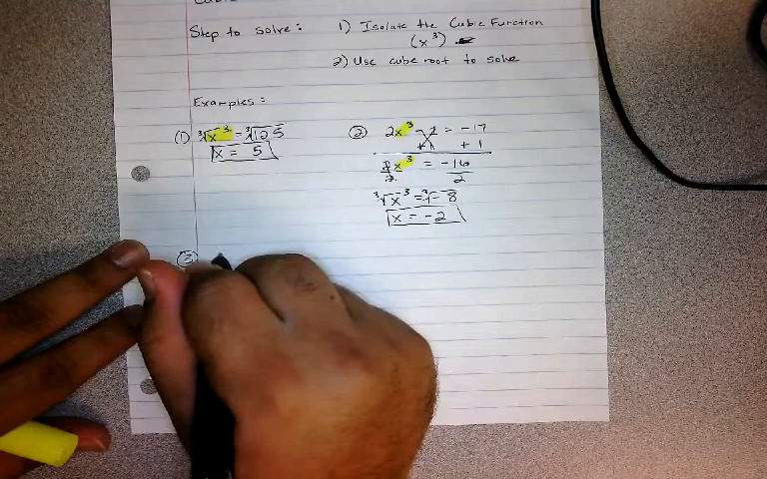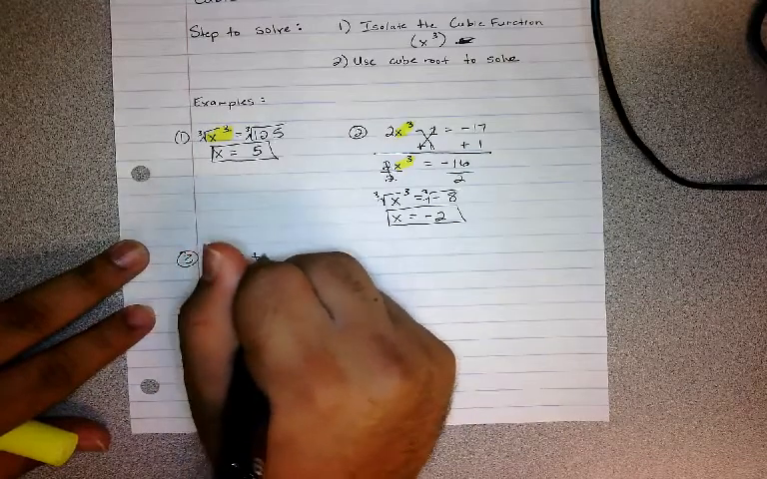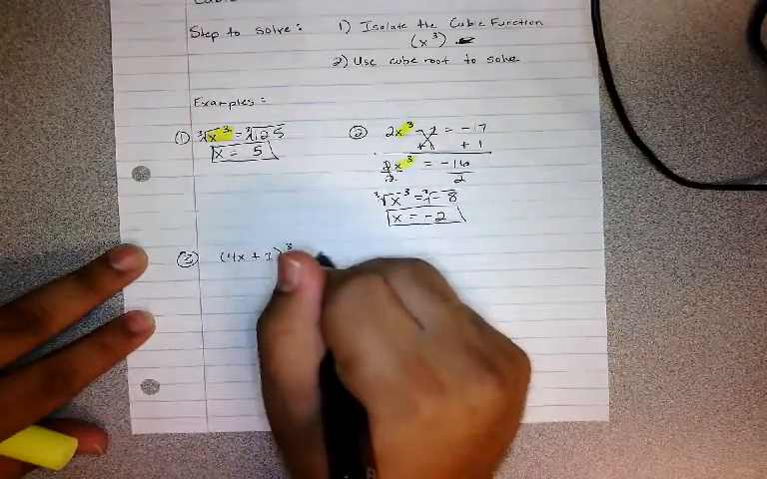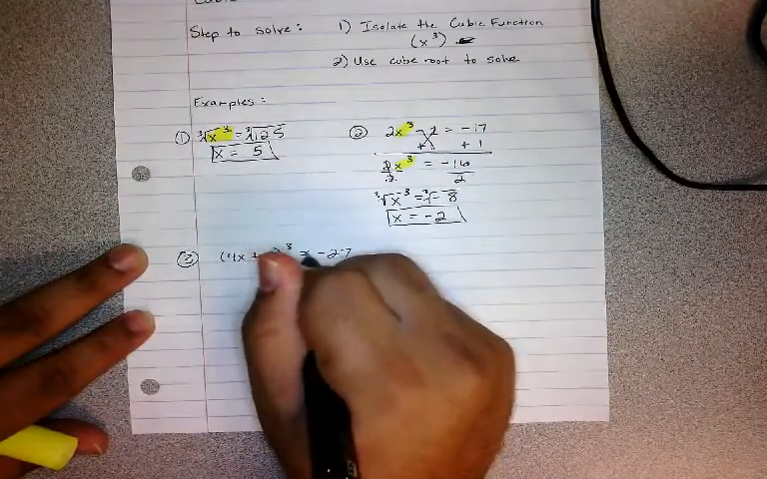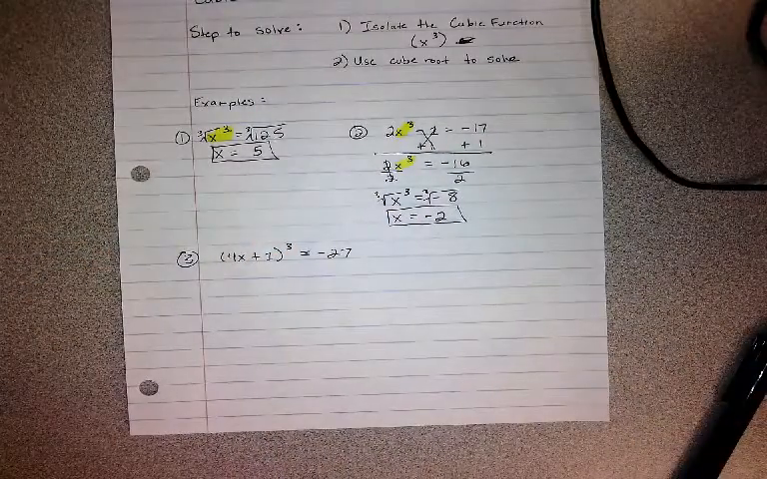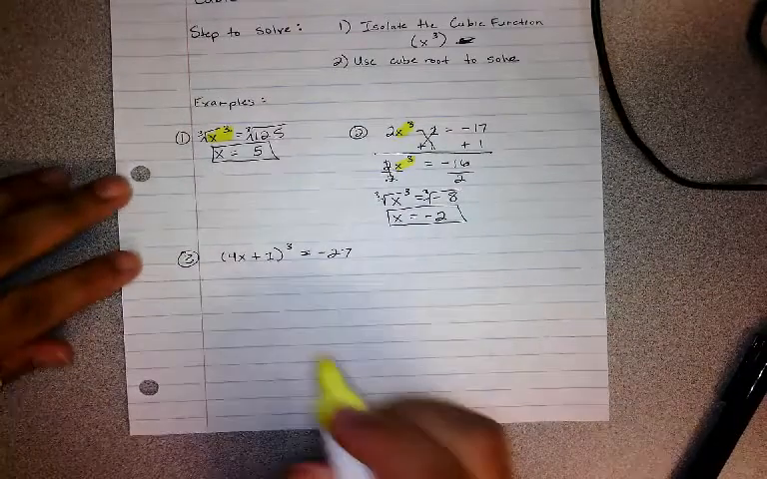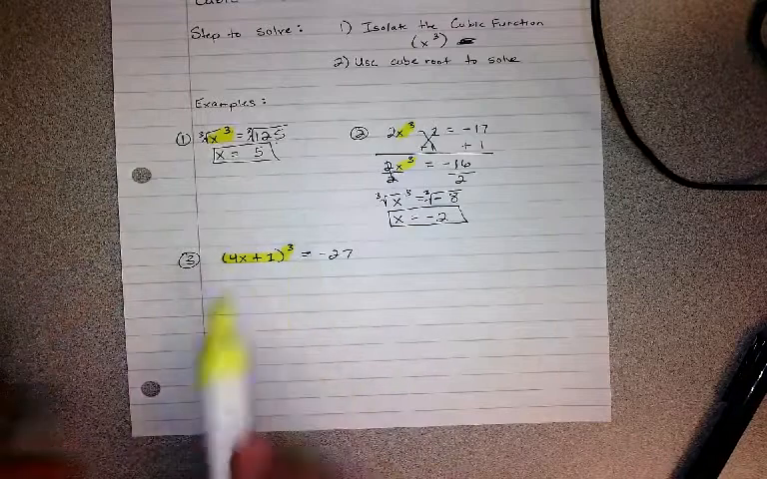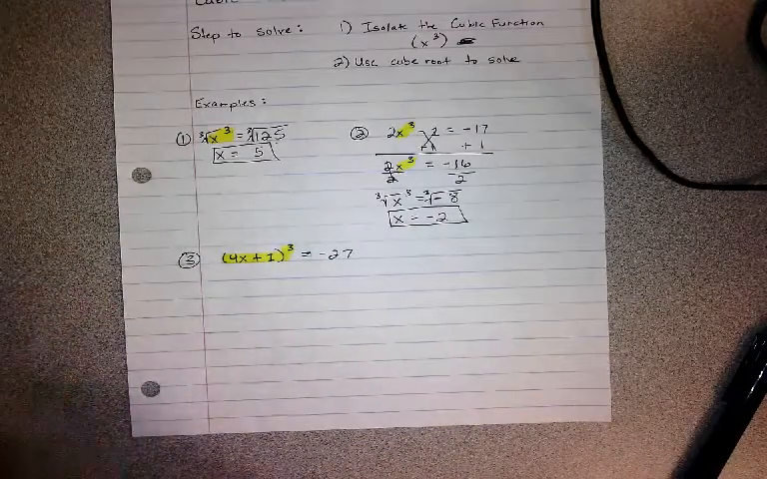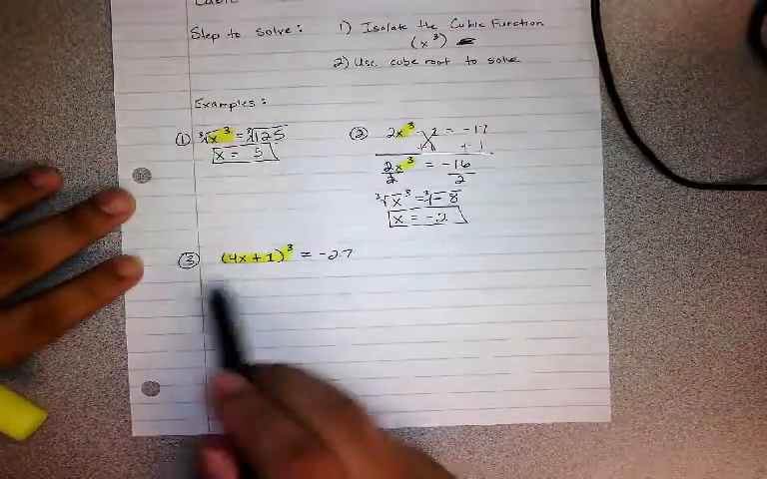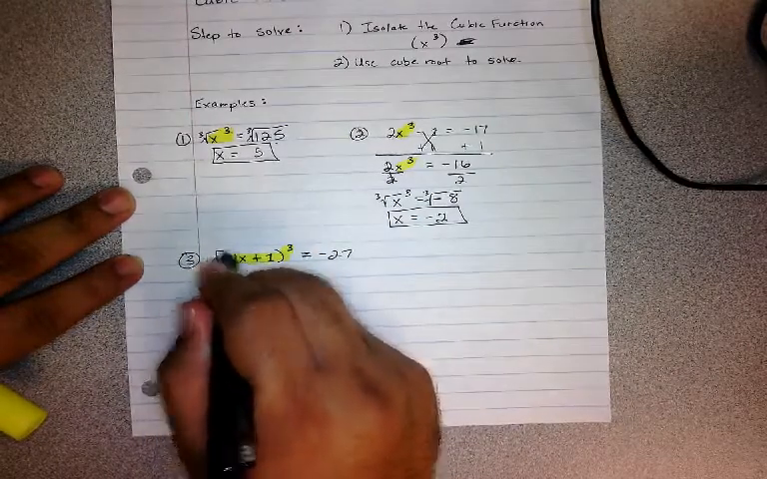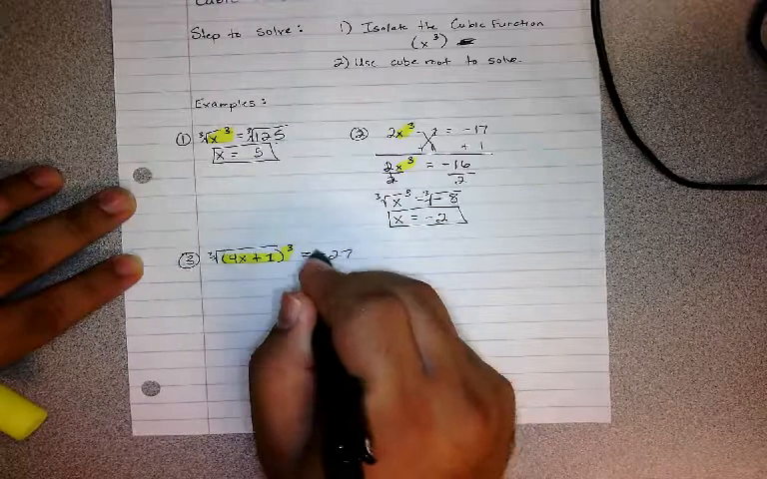we have (4x plus 1) cubed equals negative 27. Alright, your cube is this whole thing right here. And it is already by itself on one side. So since it's by itself already, you can take the cube root of it just to get rid of the cube. So you take the cube root of both sides.